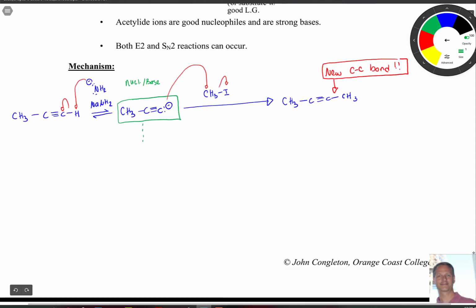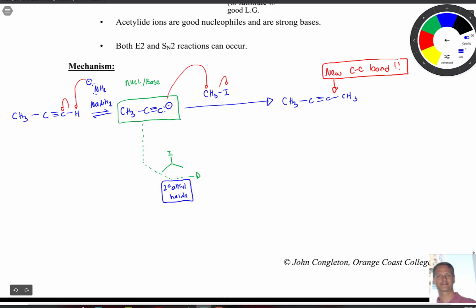All right, so we could also take this guy and we could come down here and we could do something like this. If we did something like that, we have the potential to form two products. So this is a secondary alkyl halide. If you remember back in chapter 6 and 7, it's a kind of a gray area on some of the products. So you're going to get elimination and you're going to get some substitution in here.